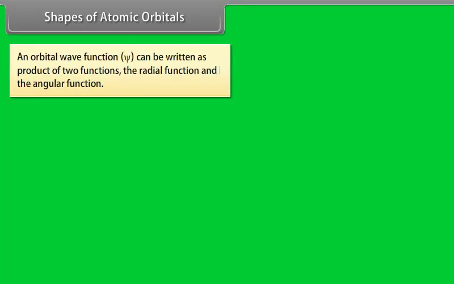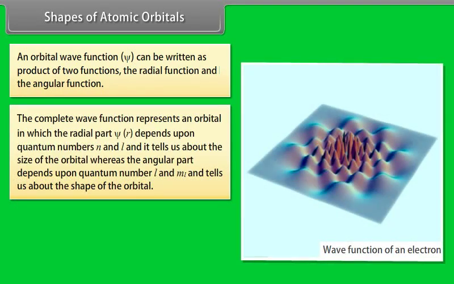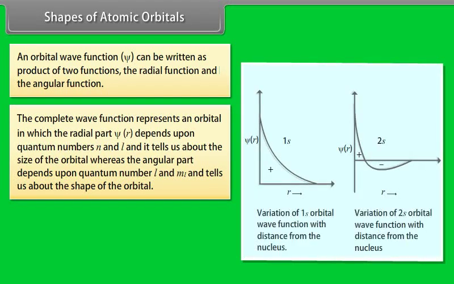Shapes of atomic orbitals. An orbital wave function psi can be written as a product of two functions, the radial function and the angular function. So, the complete wave function represents an orbital in which the radial part psi r depends upon quantum numbers n and l, and it tells us about the size of the orbital, whereas the angular part depends upon quantum numbers l and ml and tells us about the shape of the orbital.